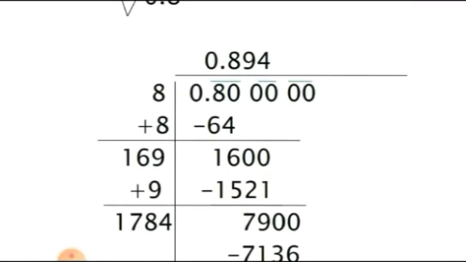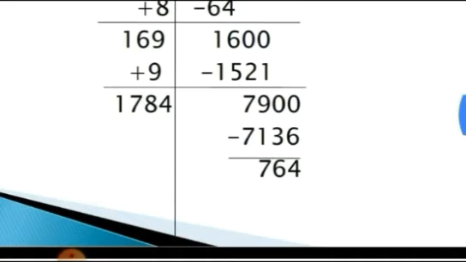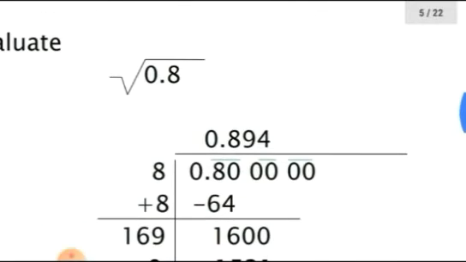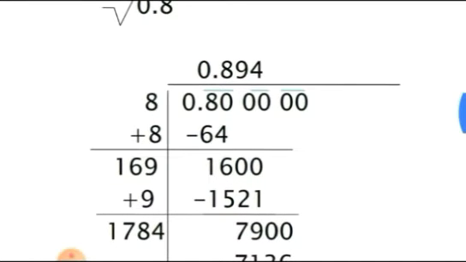Divisor place and quotient place, you write the same number. Then after you multiply 1784 into 4, 7136, 764. Here the answer is 0.894. After 2 decimal places, you then find the 3rd place. If it says correct up to 2 places of decimal, that means you find the 3rd decimal place. Then the third place, that means 4, you see.